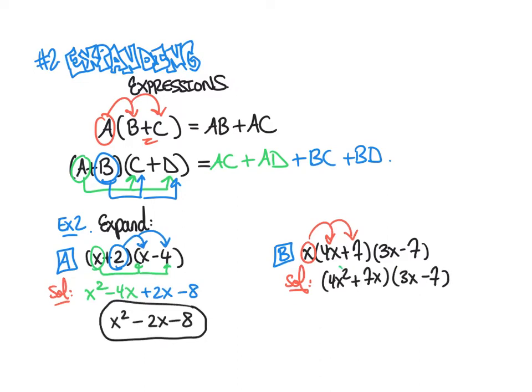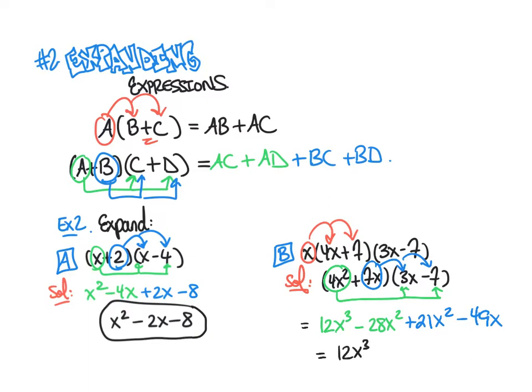Now I can do the step that we just talked about. Take the 4x squared, we go to the 3x and the minus 7. So we end up with 12. You multiply the coefficients. X to the third, that's our power rule involving the exponents. X squared times x, you add the exponents. And then I have minus 28x squared. And we'll go to the blue now. 7x times 3x is 21x squared minus 49x. And of course, you can then combine like terms. So you have 12x cubed minus 7x squared minus 49x.